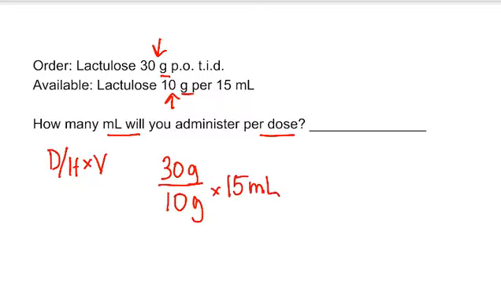Okay, so I'm going to go ahead and march that out. I'm going to do 30 divided by 10 and multiply that by 15 milliliters, and I get 45. 45 what? 45 milliliters. I'm going to write that right on that line provided so the instructor knows that's my final answer, and I'm going to make sure I label that number, 45 milliliters per dose.